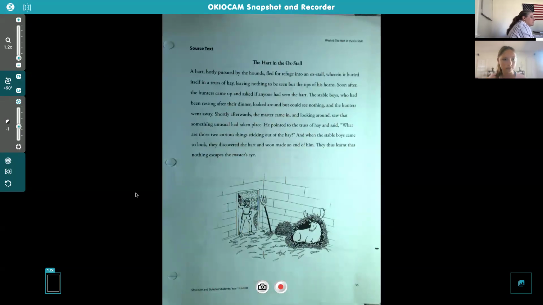Okay, you can continue. Soon after, hunters came up and asked if anyone had seen the hart. The stable boys who had been resting after their dinner looked around, but saw nothing, and the hunter shortly afterward came in and looked around.